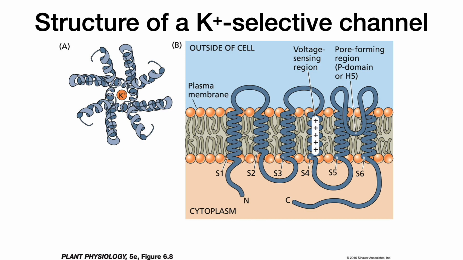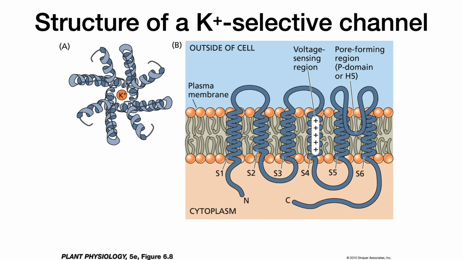Let's look at a generalized structure of a potassium selective channel. I say potassium selective because it is relatively specific for only potassium moving through this channel and not letting other ions through, through special fitting of the potassium to the pore. In A, we're looking from the end down onto the membrane, and we can see that these helical coils are surrounding a pore, and the potassium is fitting through that pore.